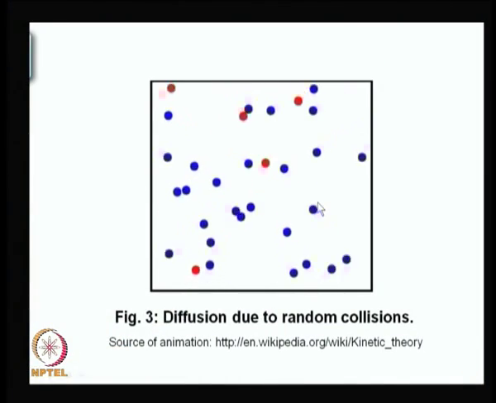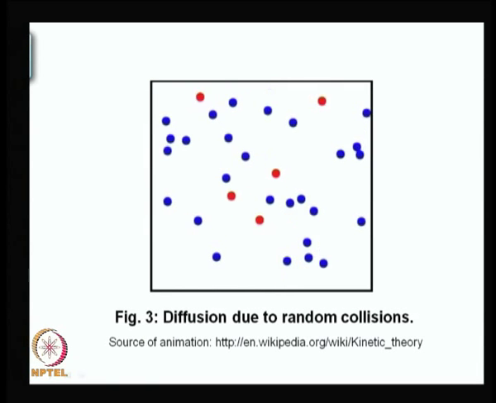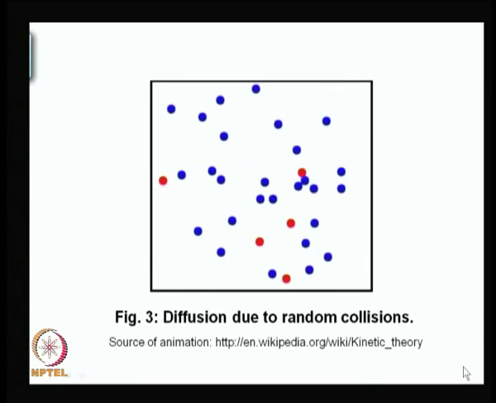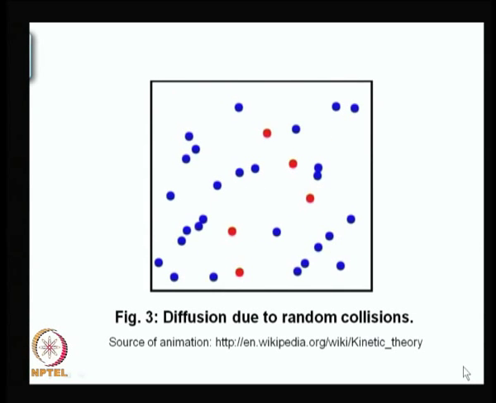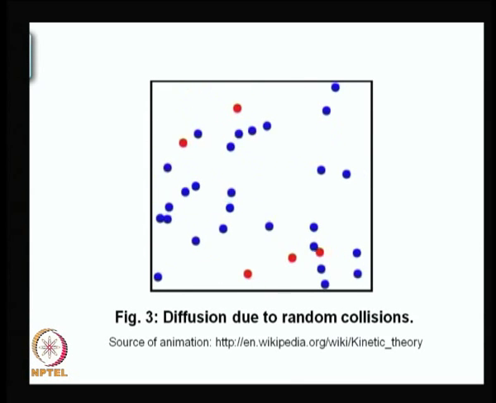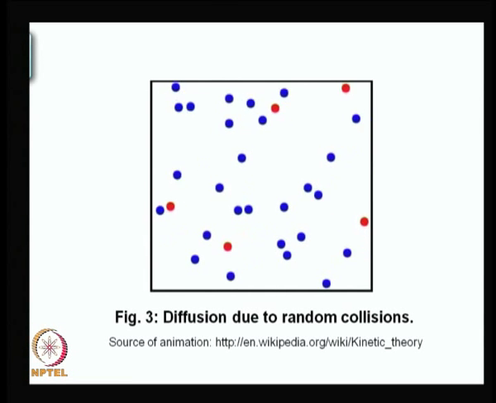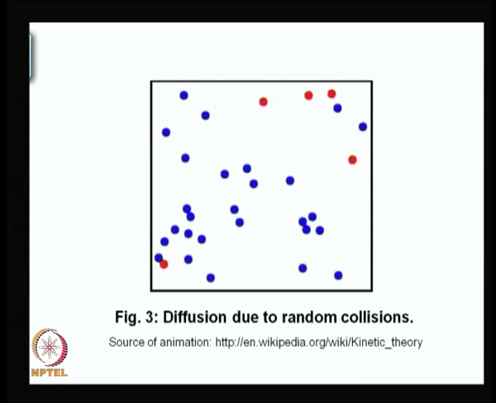This is the kind of animation which shows the random walk for a weakly ionized plasma or diffusion due to random collisions. It is available on the common Wikipedia Commons. I have given the source here.